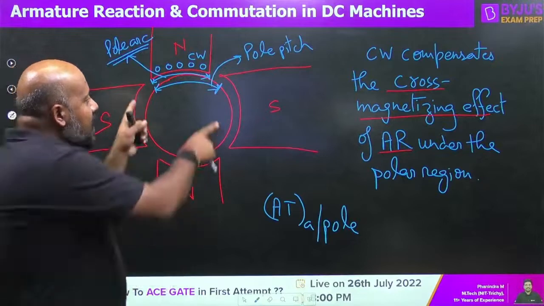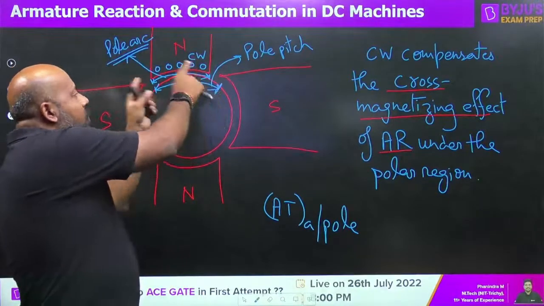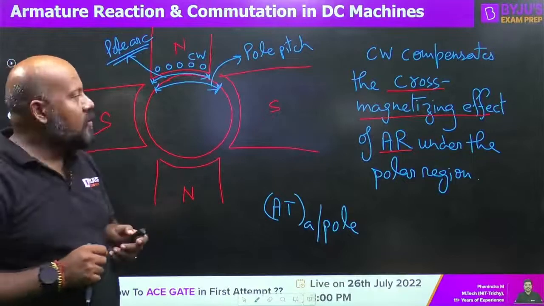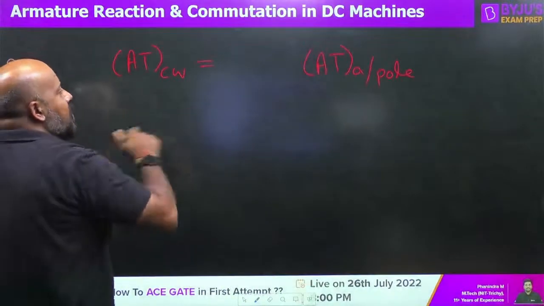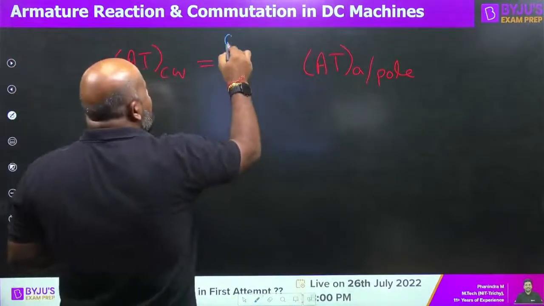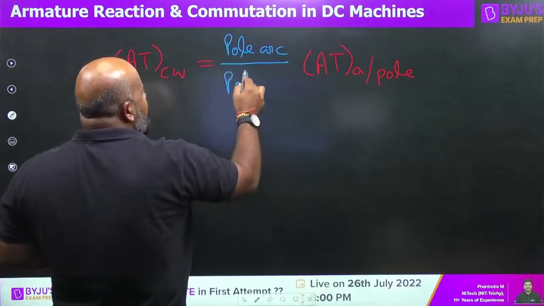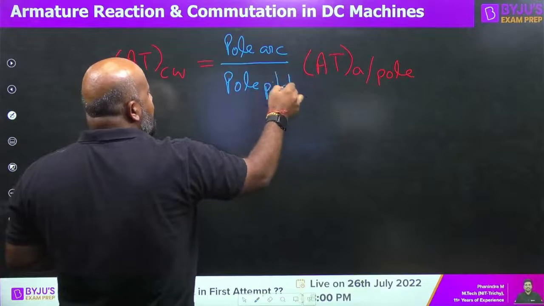It means what you are getting is for the pole pitch, but you want it only for the pole arc or pole face. So we have to rationalize this expression as pole arc upon pole pitch. Is it clear for everybody?